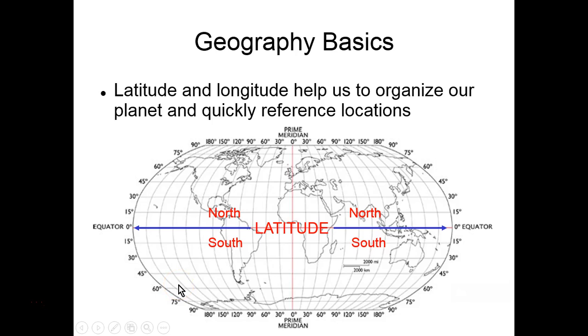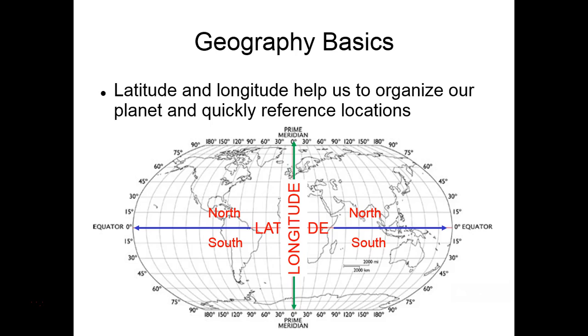Then longitude are the vertical lines. So the 0 degree longitude line is called the prime meridian. And where this prime meridian was has changed in history, but it eventually ended up being a line that goes through Greenwich, England, and it goes through Africa as well, the African continent.